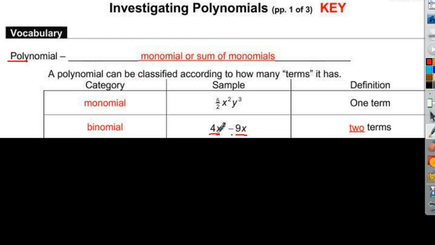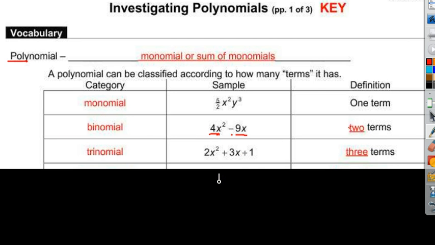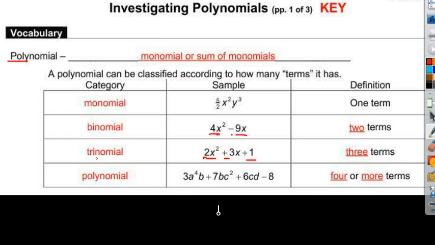Two is bi, like your bicycle, so that's called a binomial, two terms. Here we have three terms separated by addition, 1, 2, 3, and so that's a trinomial, three terms. A polynomial can be however many, four or more. There are special names for 1, 2, and 3, and poly for 4 or more.